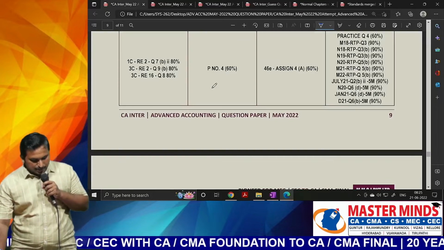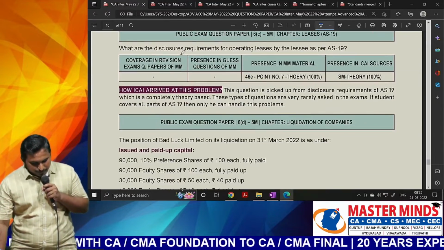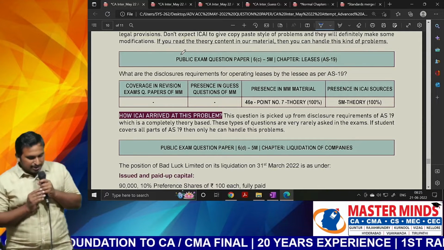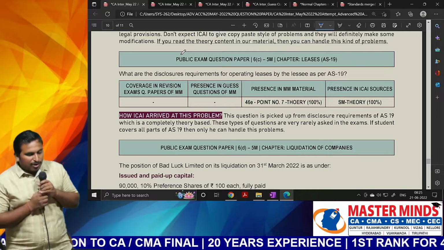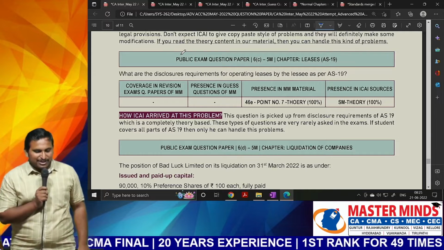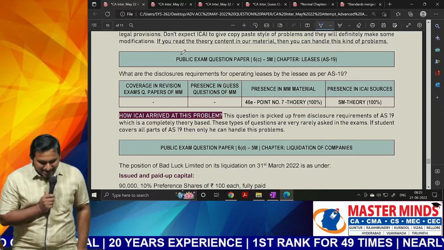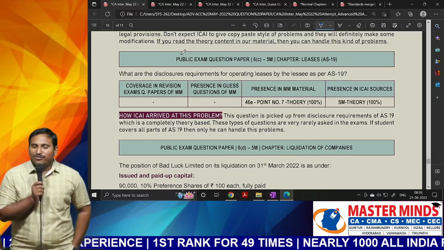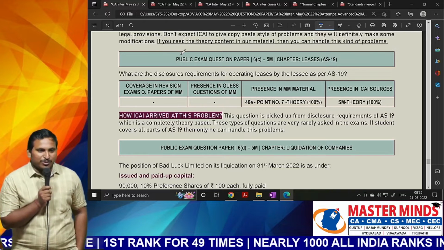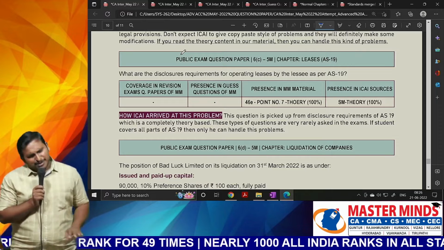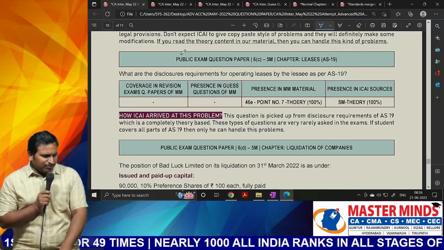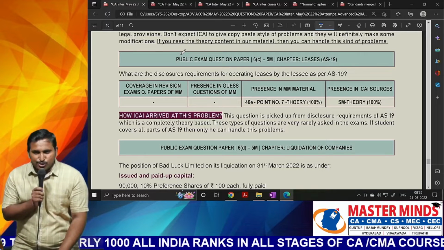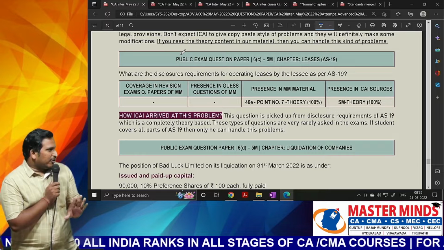Okay, right. Now, let me move to the next question, 6C. Just a big stroke to the students. Read the question. What are the disclosure requirements for operating leases by the lessee as per AS 19? Only for very few standards we recommend you to prepare disclosure requirements. Even after this question, we still don't recommend you to prepare disclosure requirements, because if you start preparing disclosure requirements for all the standards, it will be huge, sir.